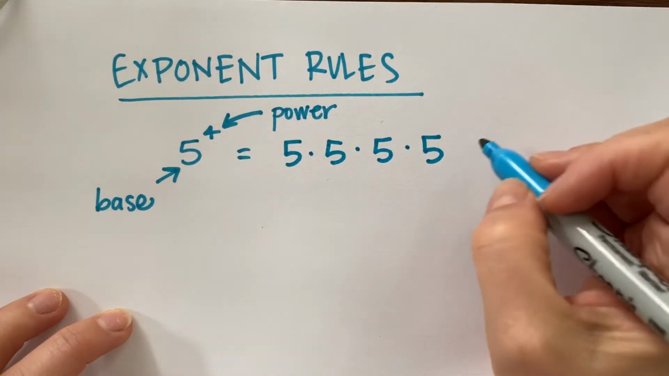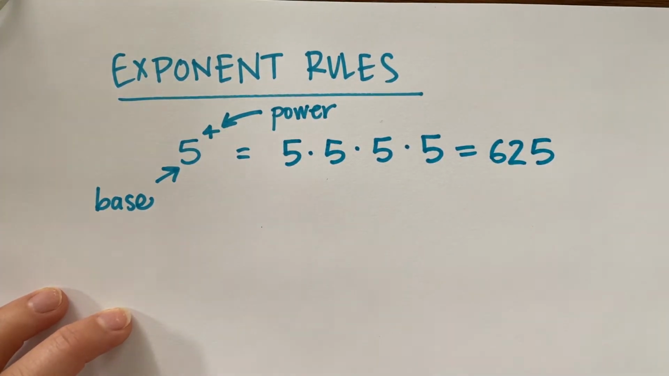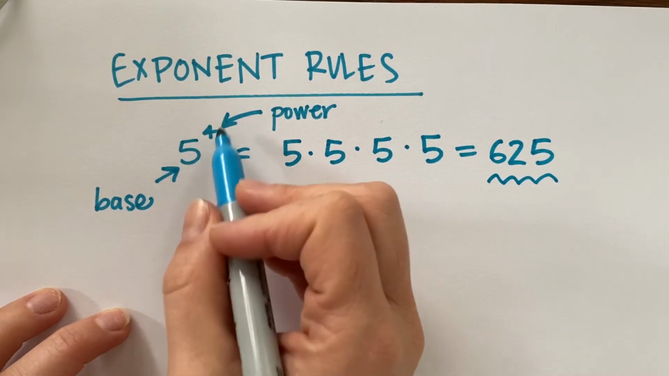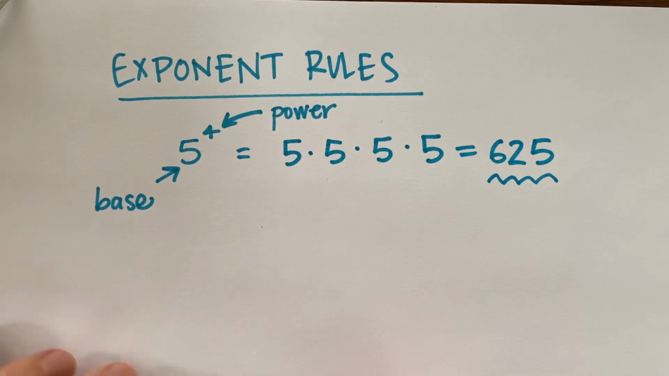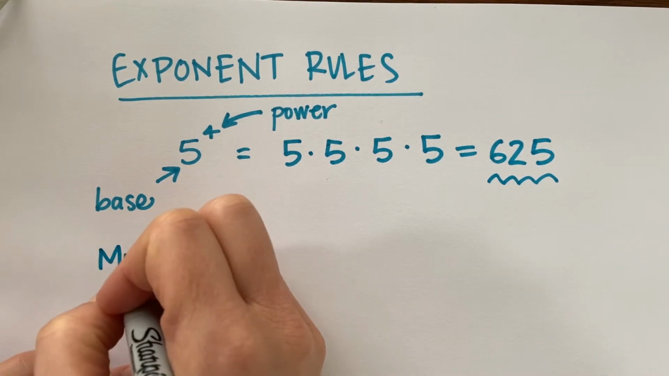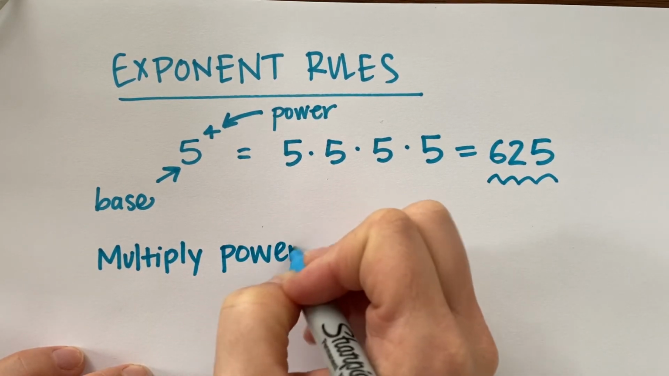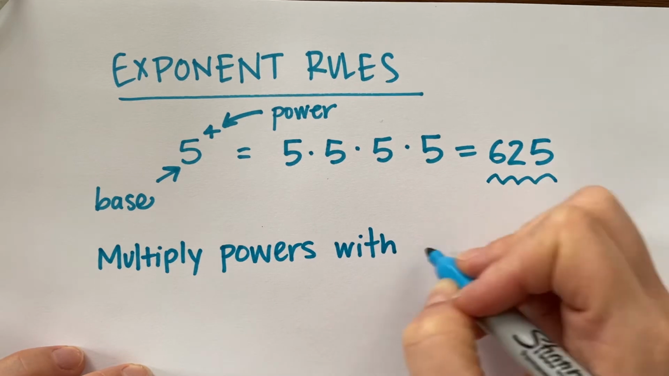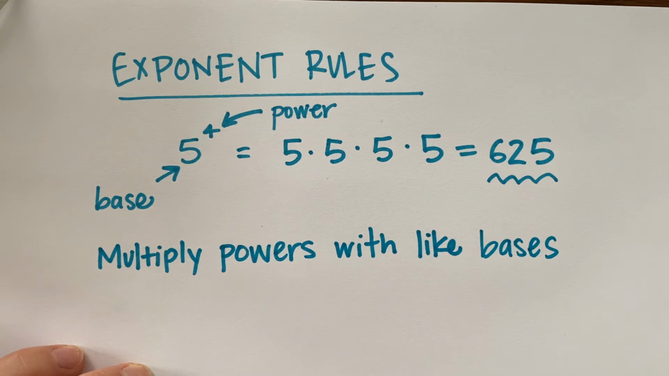Now, I happen to know that that multiplies to make 625, but for the most part, we're not going to worry about that part, the multiplication. We really care about this right here. So, let's take a look at what happens when we multiply powers with like bases. Yes, you have to write this down. One of our goals today is to be able to multiply powers with like bases.